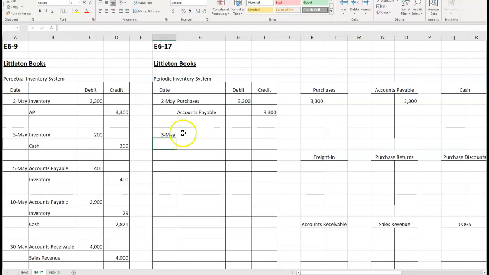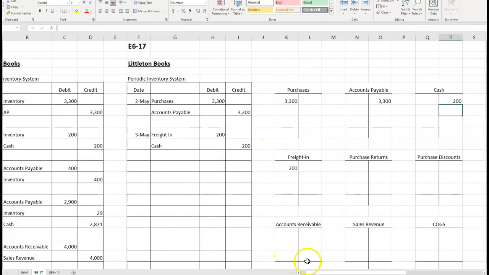May 3rd. This is where we paid the freight. So in our perpetual system, we added the freight to inventory and credited cash. In a periodic system, we want to use this account called freight in. Freight in for $200. So we don't post anything to inventory during the period in a periodic inventory system. So freight in, $200 post, and cash, $200 post. Okay.